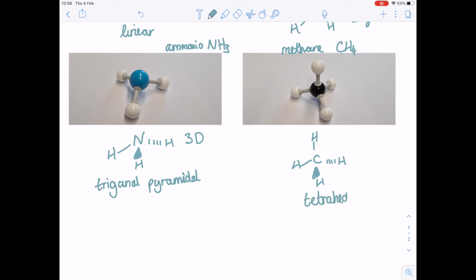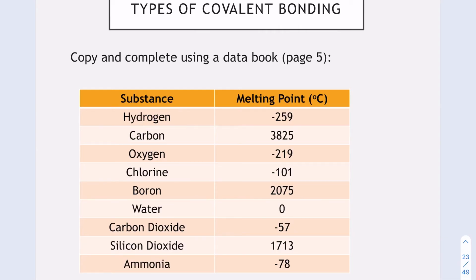There we go, tetrahedral. So I've used page 5 of the data book to have a look at different substances that are all covalent molecules, or all covalent bonding. We've got hydrogen all the way down to something called ammonia, and I've looked at the melting point of them. As you can see, we've got such a huge difference.